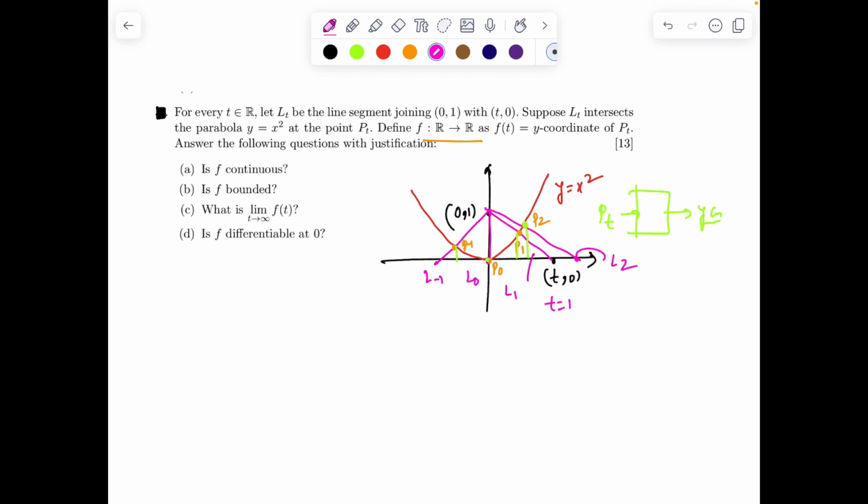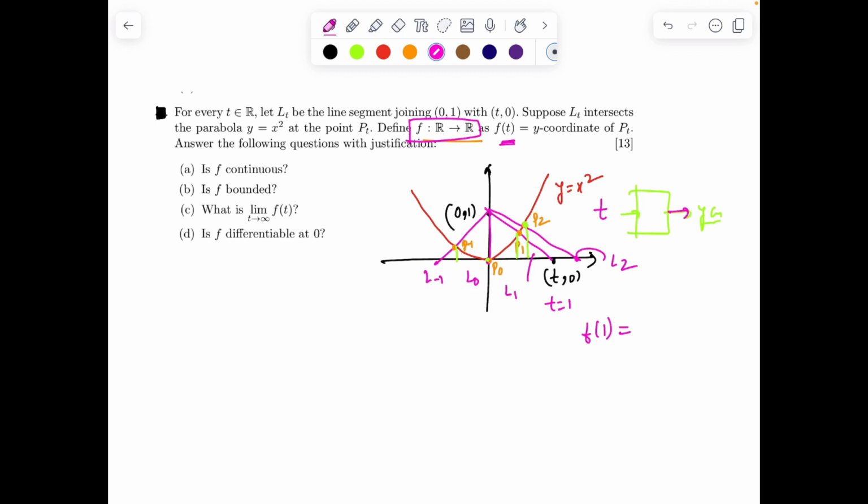Answer the following questions with justification. So what is f of t? It's the y coordinate of point P_t. So let's say if I ask what is f of 1, it will be the y coordinate of point P_1. So the function is eating the t value, a number, and it's giving you another number. And hence the function is operating from R to R.